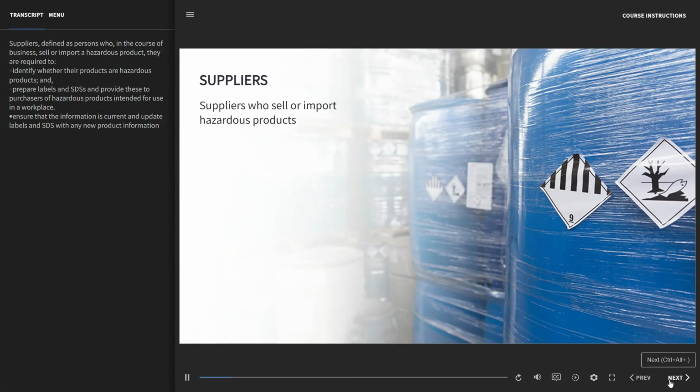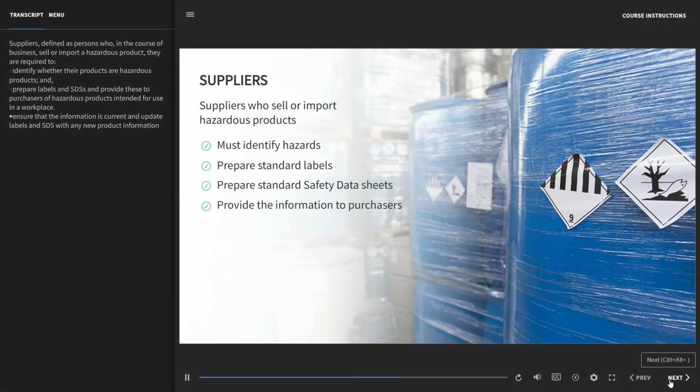Suppliers are defined as persons who, in the course of business, sell or import a hazardous product. They are required to identify whether their products are hazardous products and prepare labels and SDS and provide these to purchasers of hazardous products intended for use in a workplace. Ensure that the information is current and update labels and SDS with any new product information.